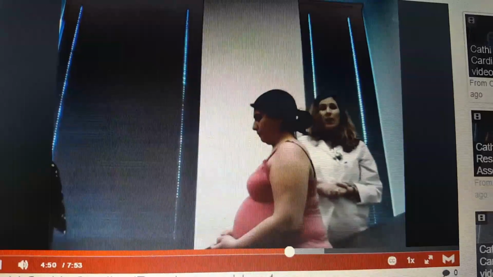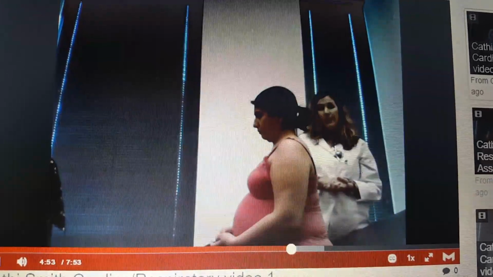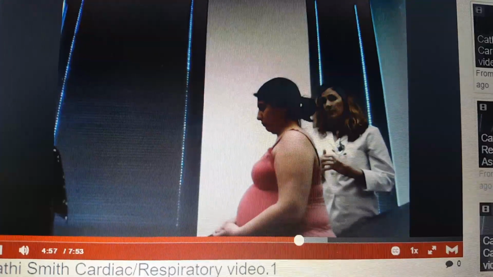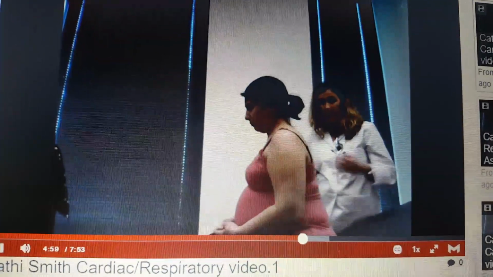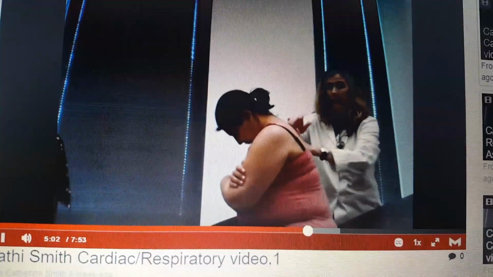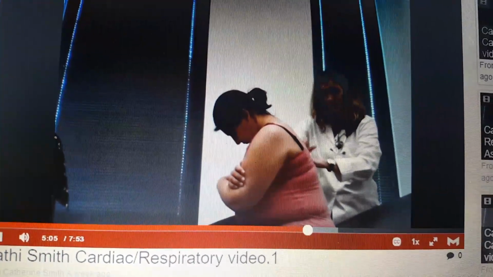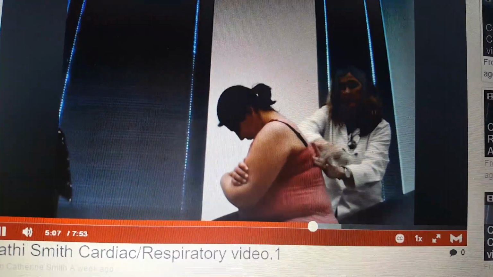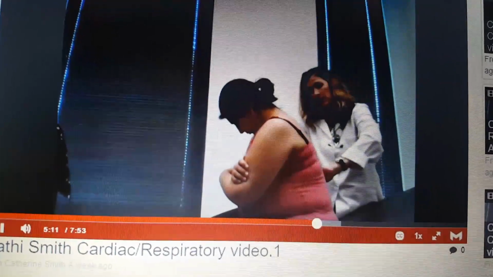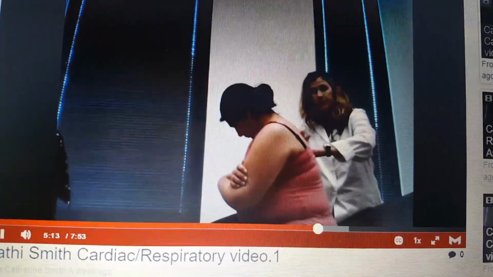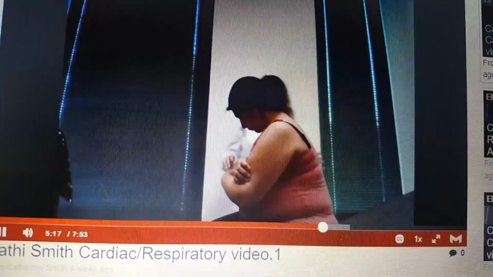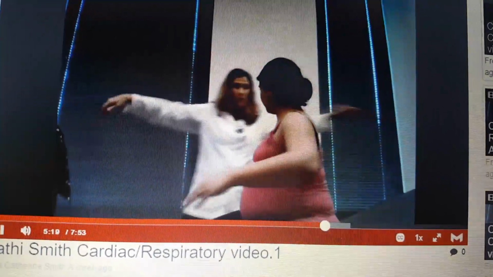So now I'm going to percuss the chest. I'm going to start at the back and then I'll go to the front. So if you could face forward and put your arms in front of you and put your head kind of down. I'm checking for resonance, which is an expected sound. I don't hear any hyperresonance or dullness. If you could put your arms out like that.